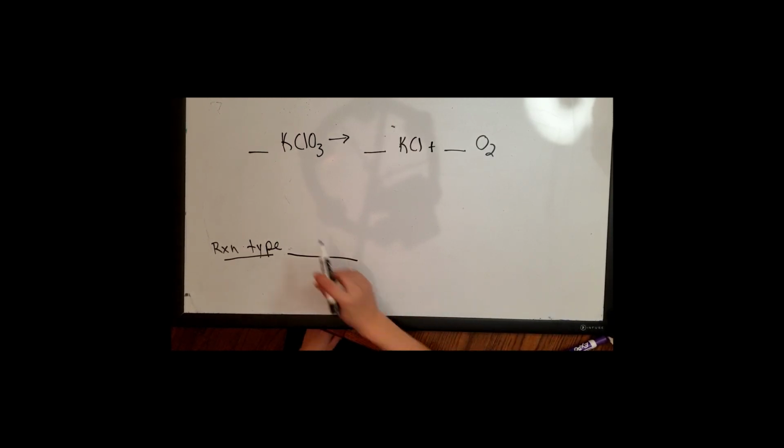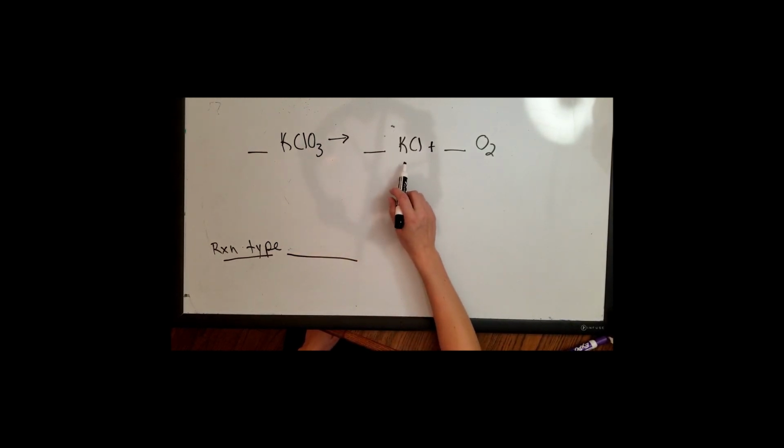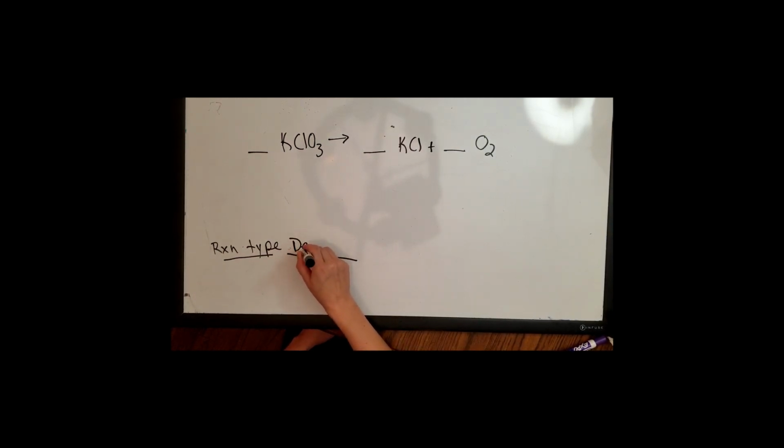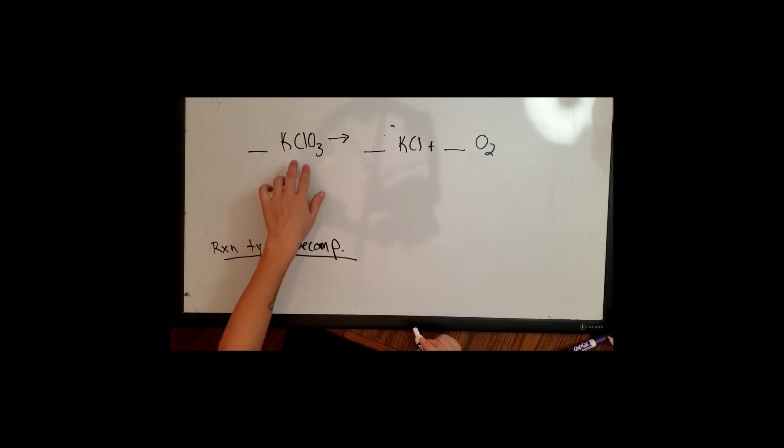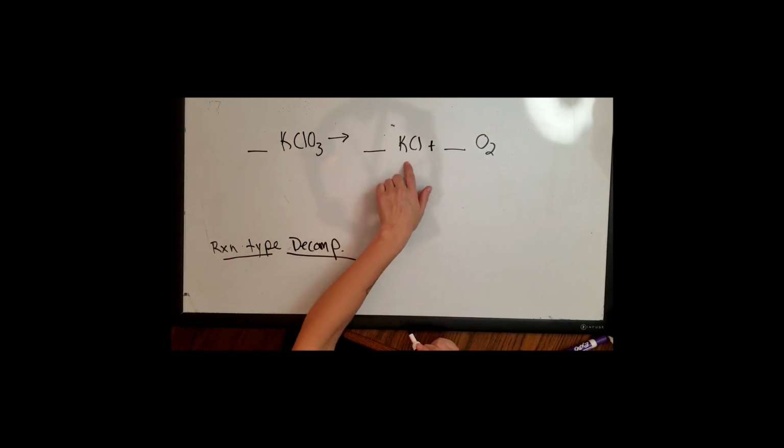So looking at it, we have one reactant, KClO3, breaking apart into 2 products. So this would be a classic decomposition reaction. All right, decomp down here. So the properties of decomposition are when you have one reactant breaking apart or decomposing into 2 products.